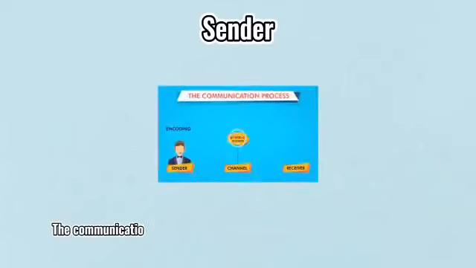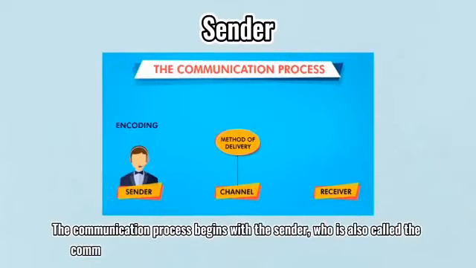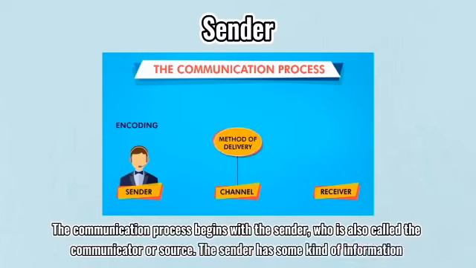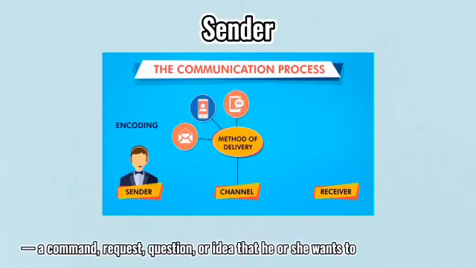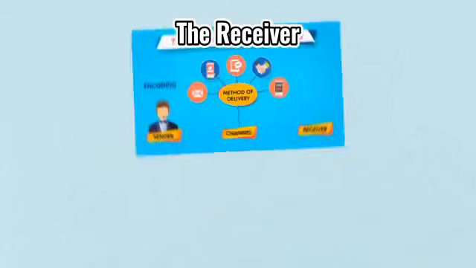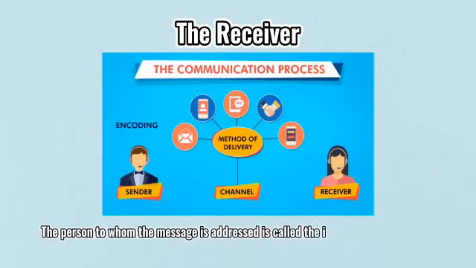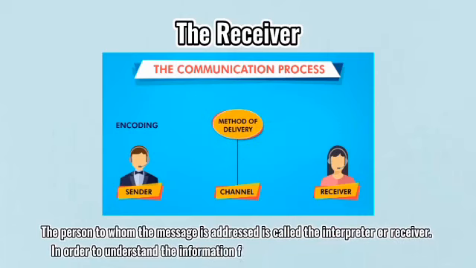Sender. The communication process begins with the sender, who is also called the communicator or source. The sender has some kind of information, a command, request, question, or idea that he or she wants to present to others. The receiver. The person to whom the message is addressed is called the interpreter or receiver.